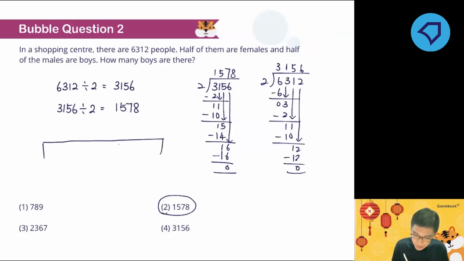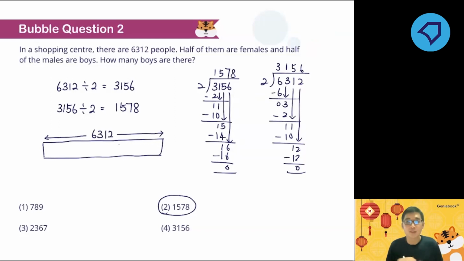Okay, so let's say I first draw the model to represent the number of people in the shopping center. All right, so that will be 6,312. Now, according to the question, half of them are females, right? So let's split the model into 2. So this part represents the female shoppers. So the other half represents the male shoppers.